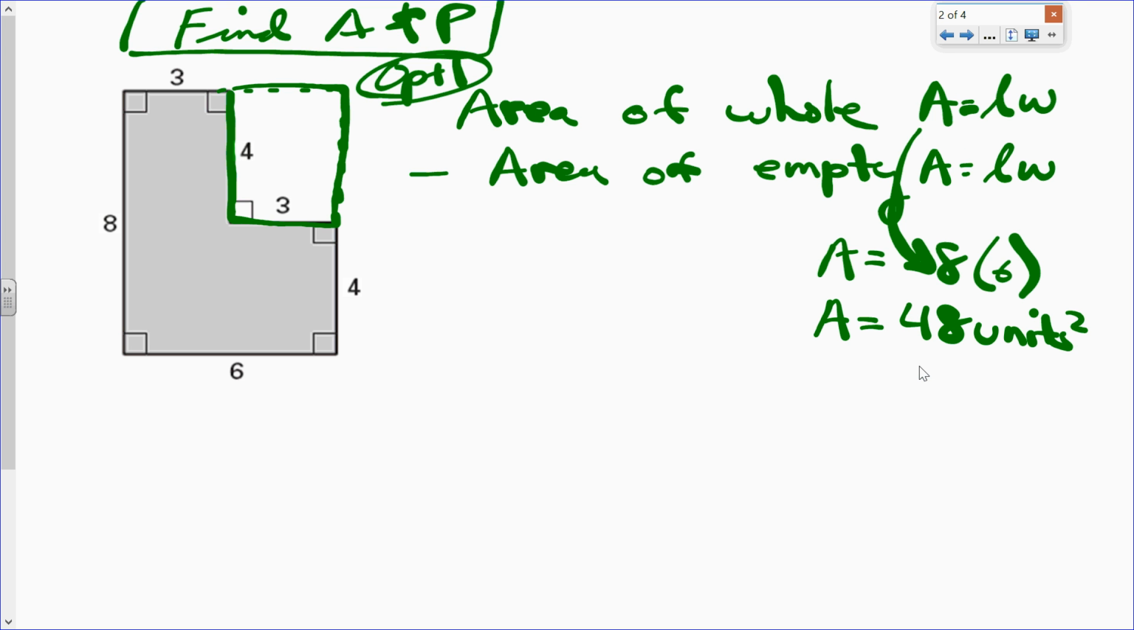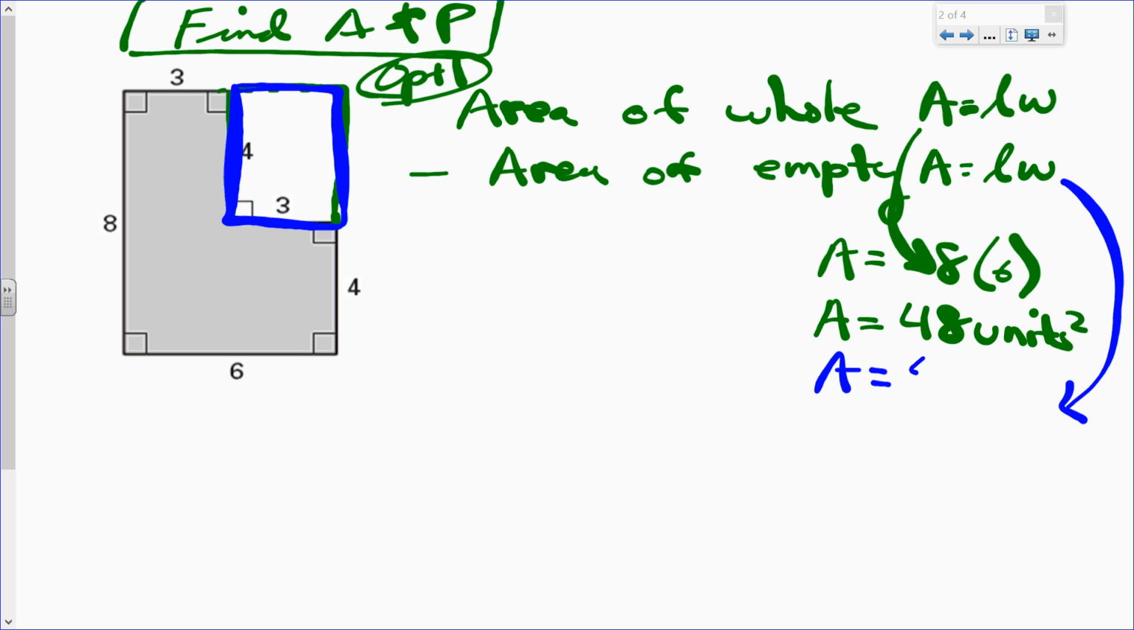Area of the empty is, here's your empty one. The empty is going to be length times width. That's going to be 4 times 3, right? Which is going to be 12. 12 square units. So this empty rectangle, this cavity, so to speak, is 12 square units.